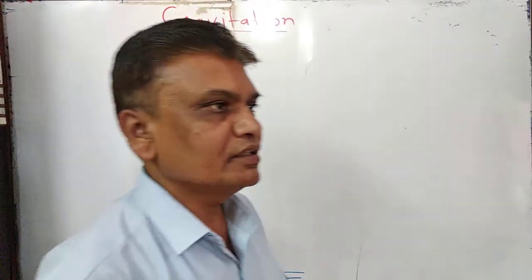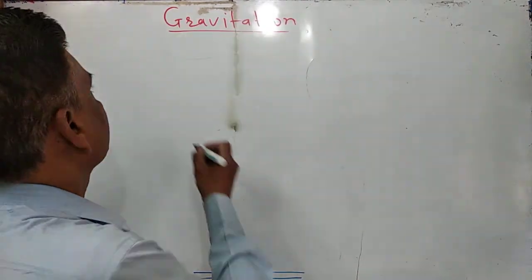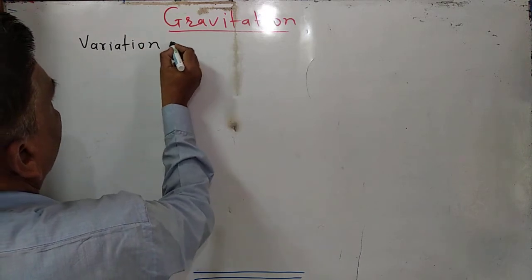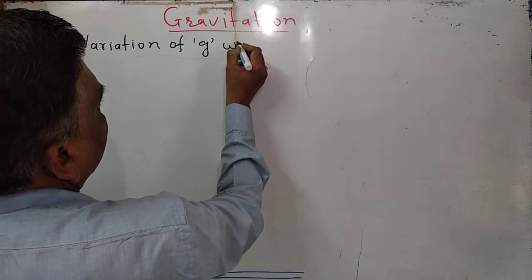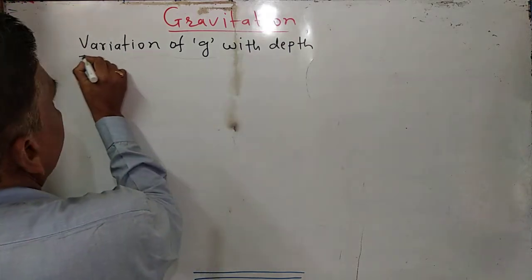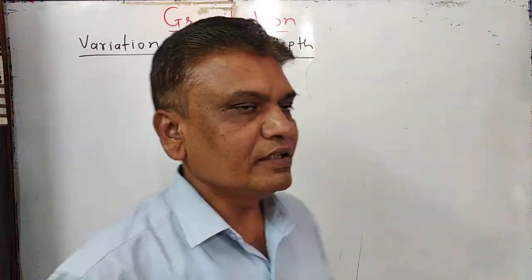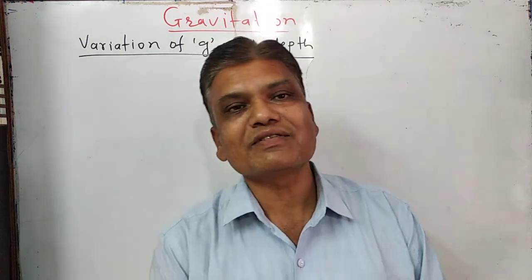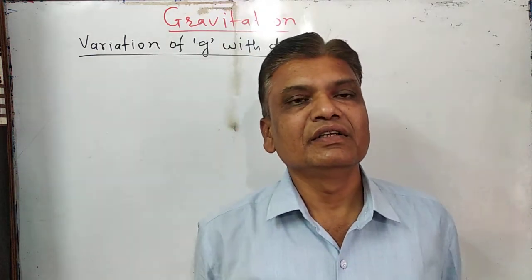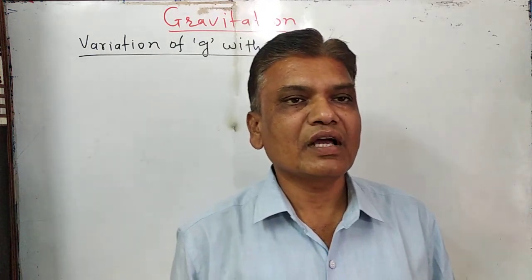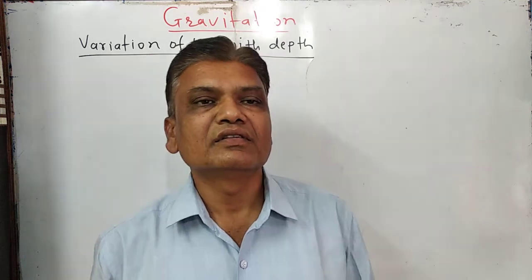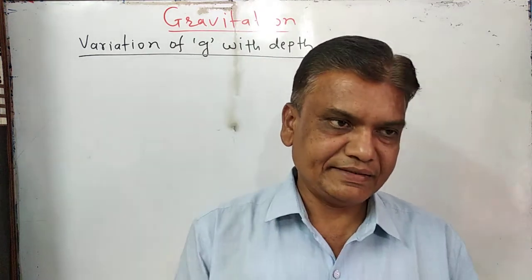Now today we see variation of g with depth. We know that in previous articles or topics we have studied variation of g with altitude, means variation of g with height. As we go far from the earth surface, the acceleration due to gravity goes on decreasing.